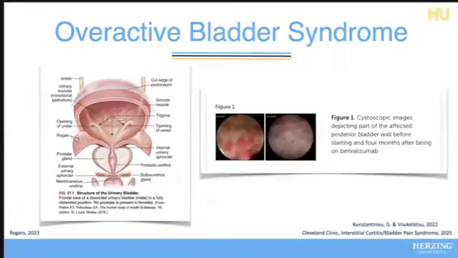The first thing that we're going to stop and talk about is overactive bladder syndrome, or OAB.